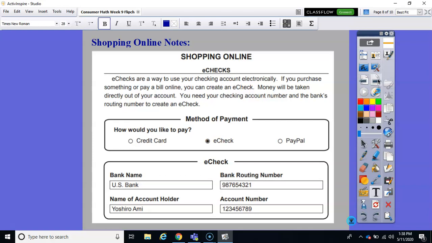Some places will let you pay with different ways of paying, like by using a credit card, an e-check, or PayPal. If you use the e-check, then you just write the bank name, the bank routing number, your name because you're the account holder, and then your account number. And then that money can go directly from your checking account to whoever it is you're writing this e-check to.